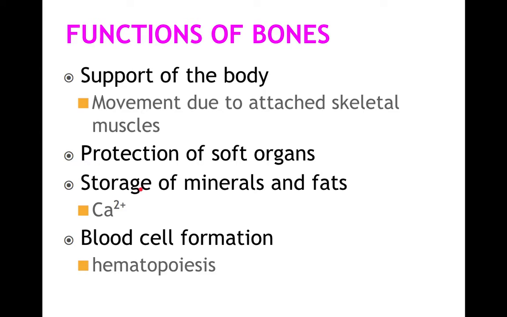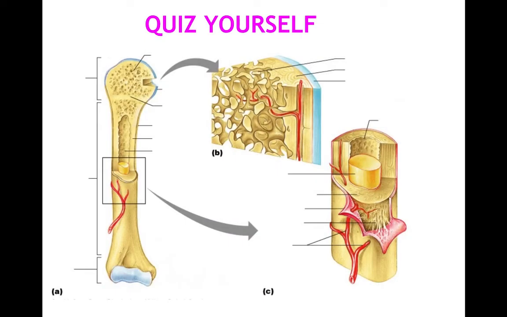So the functions of bones: they support the body, and they also allow the body to move because they are attached to your skeletal muscles. They protect your soft organs, and in particular, I'm talking about the rib cage and the skull, which protect your heart and lungs and your brain. They store minerals and fats, in particular, they store calcium. And the bones are where blood cells form through a process called hematopoiesis.